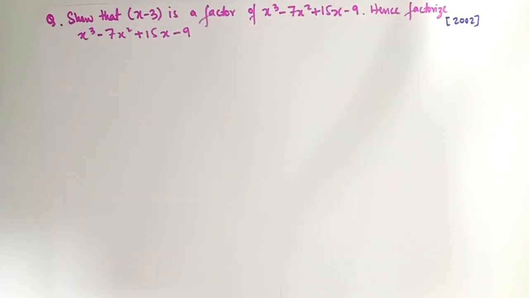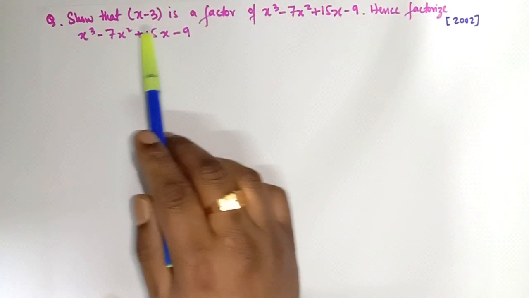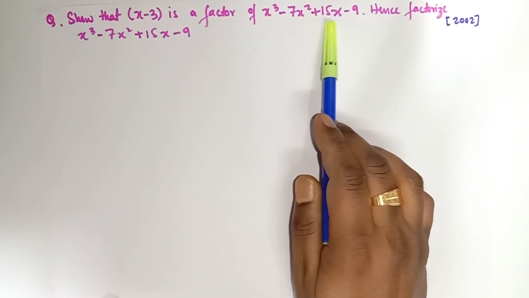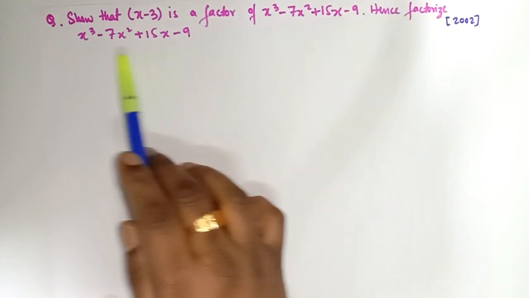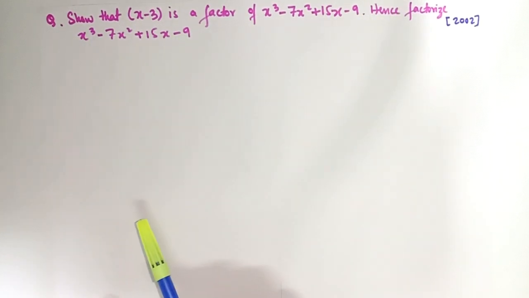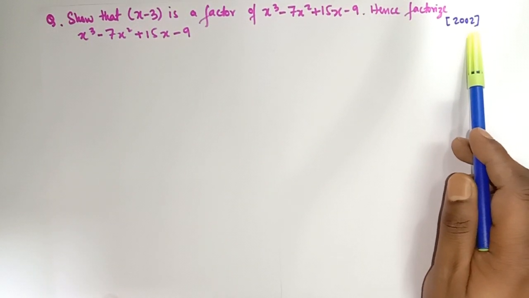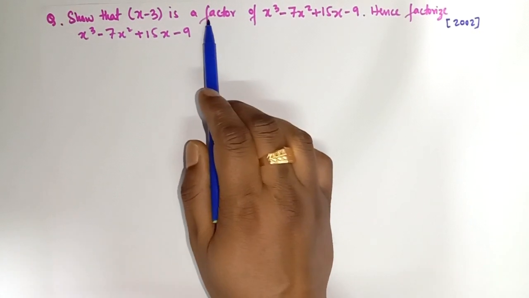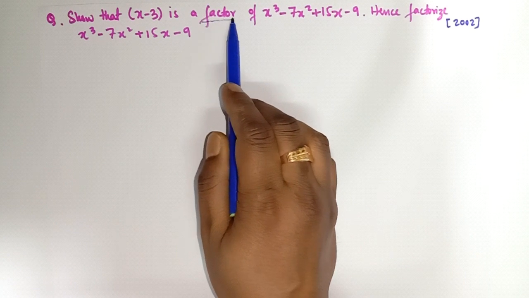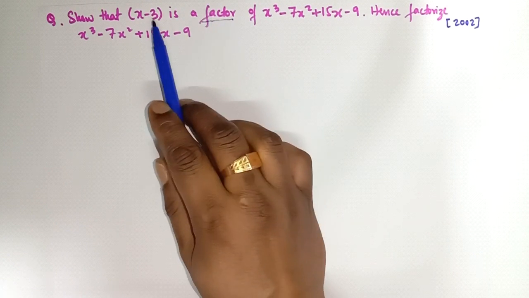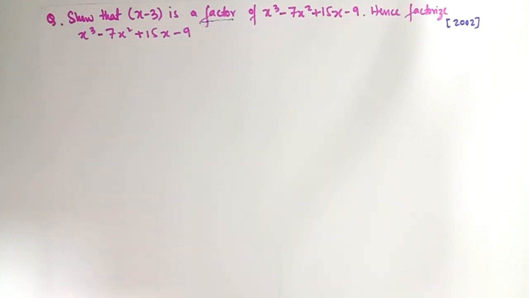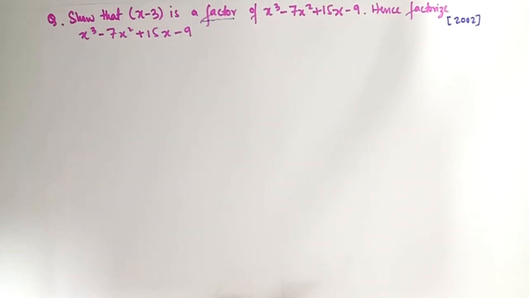So here you can see the question. The question says that x minus 3 is a factor of x cubed minus 7x squared plus 15x minus 9, and you have to factorize this polynomial. This question is from 2002. The new thing here is that there is a factor, and factor means if we put this value in, it has to come 0. If it comes 0, then we can call it a factor. So let's do the solution.